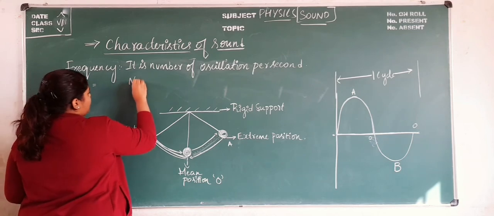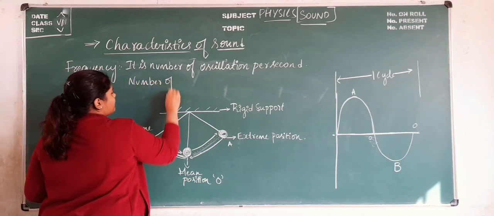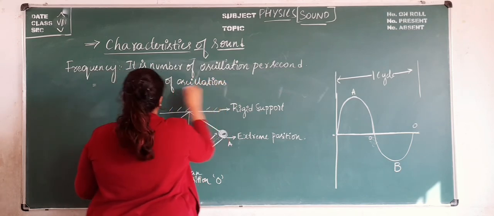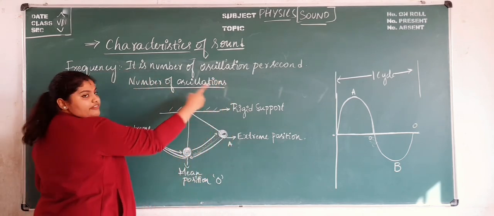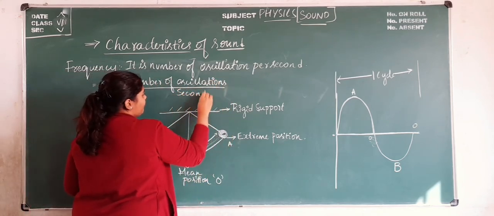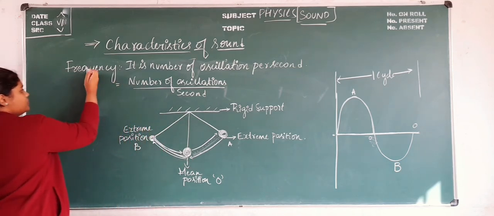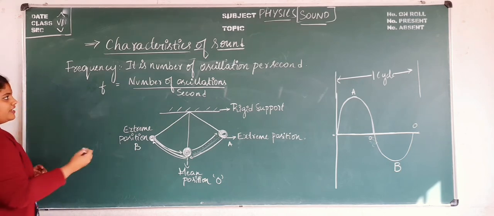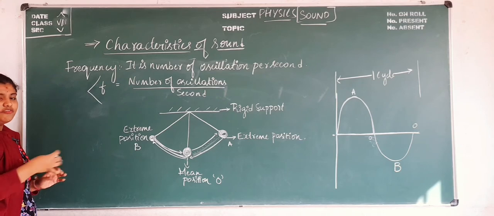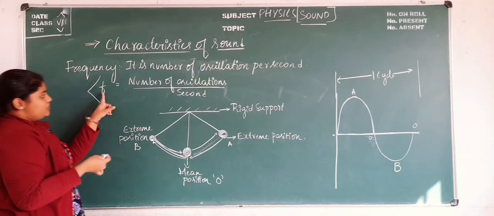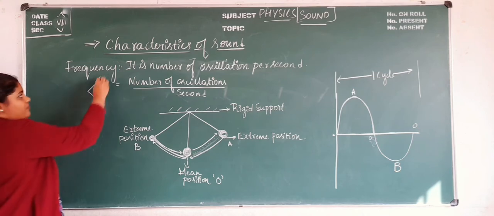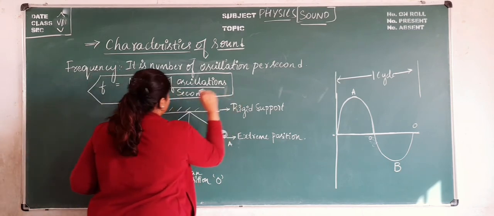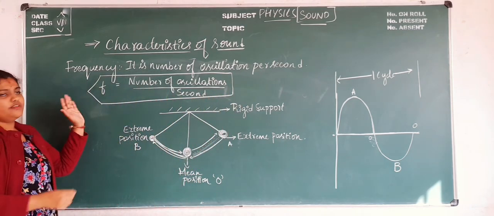Frequency, that is number of oscillations per second. So frequency is denoted with a small letter f. Don't use capital letter F because capital letter F is used to denote force. So frequency is given by number of oscillations per second.